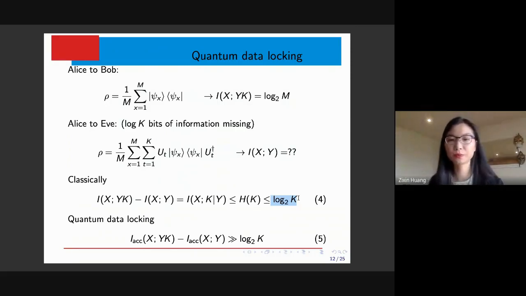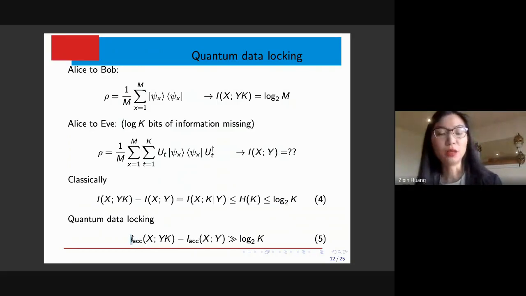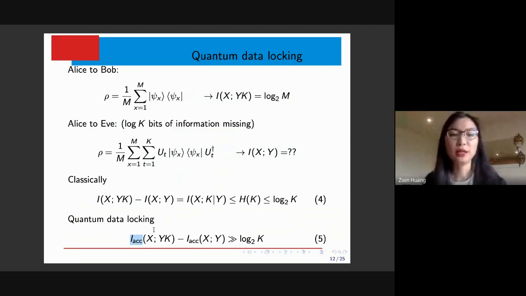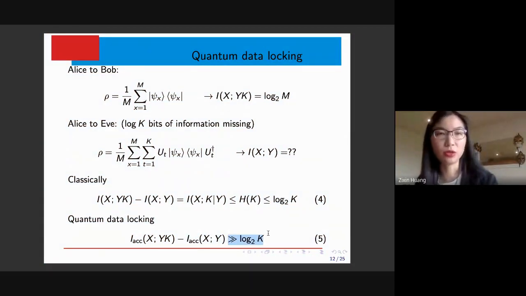This is a well-known result. On the other hand, there's a striking difference in the quantum regime, where if you are encoding the message in a quantum state, the accessible information between Alice and Bob and Alice and Eve can be much, much bigger than the number of encryption unitaries. So this is something that's uniquely quantum and has no classical counterpart.